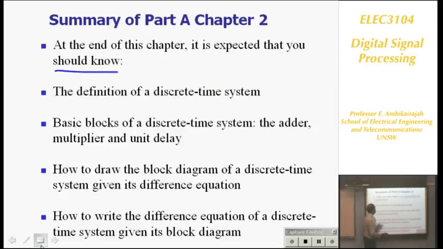Remember, you tick these. Do you know the definition of a discrete time system? Think about it. It's represented by a difference equation. It's not a differential equation, a difference equation. So it accepts a discrete input and provides a discrete output. What's the basic block of a discrete system? An adder, a multiplier, and a unit delay.